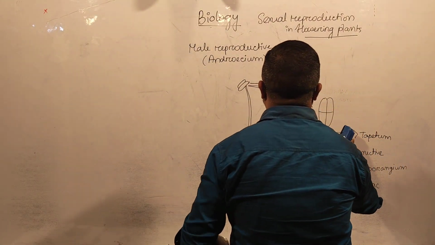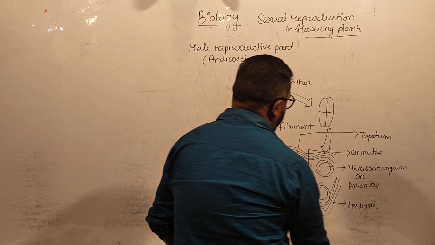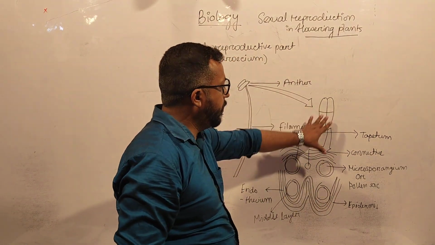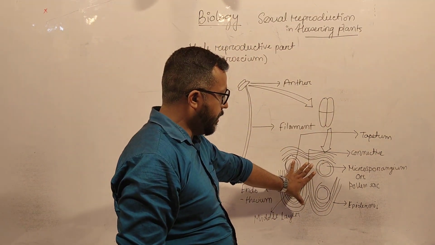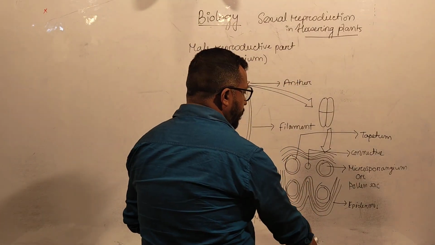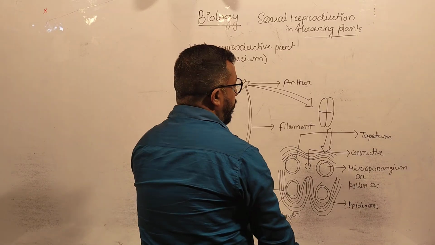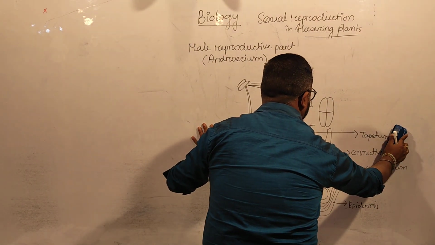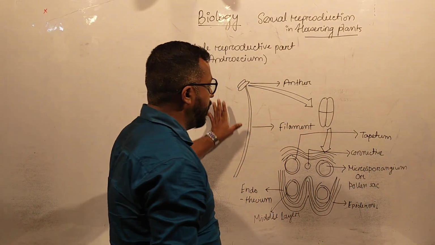So this is the rough structure of anther. Now anther will hold all the pollen grains possibly present in the plant. I guess all of you are clear with this part.